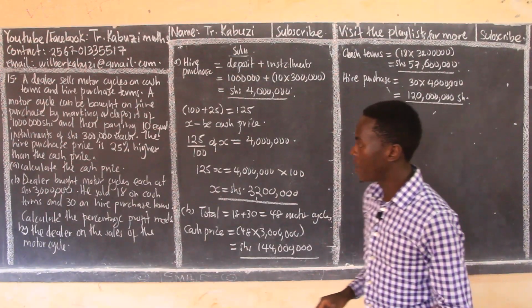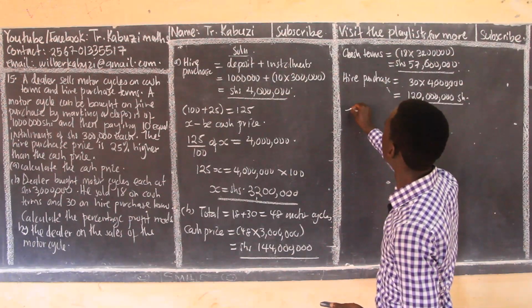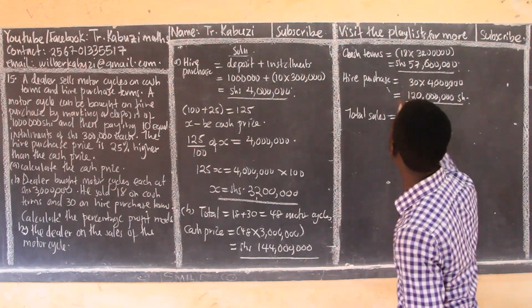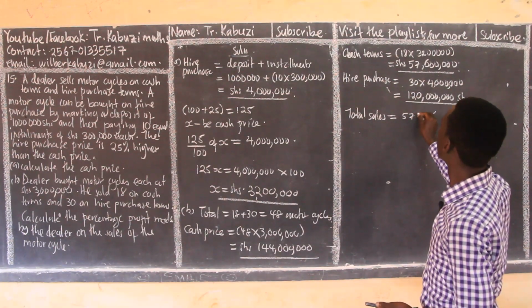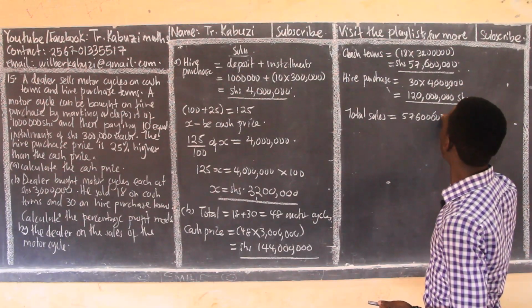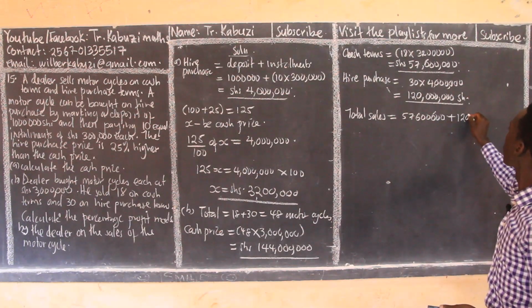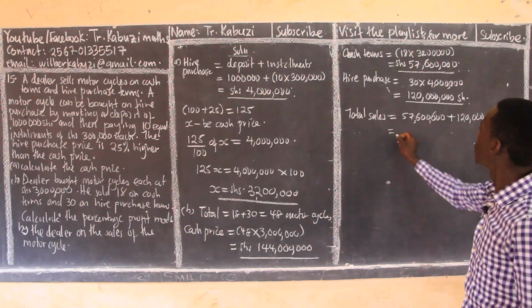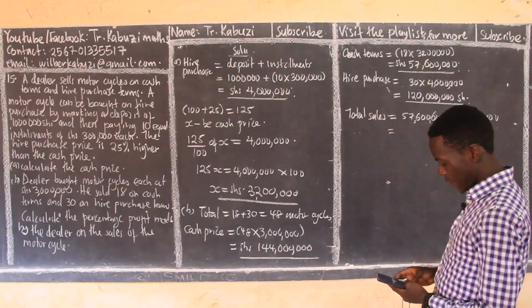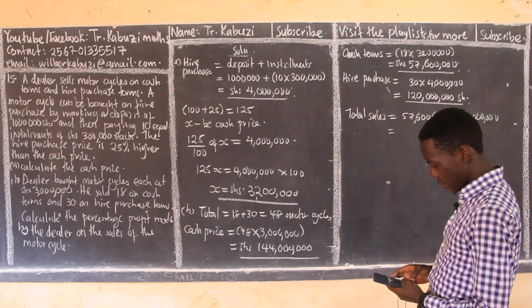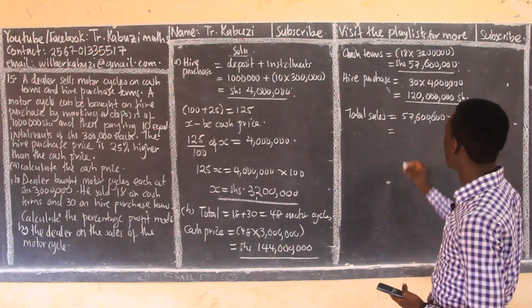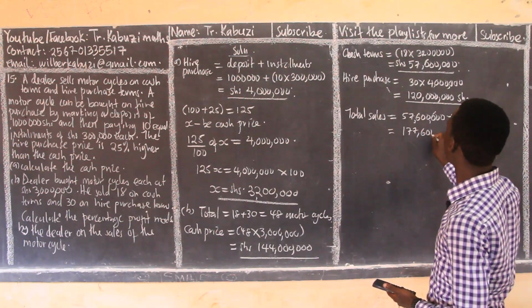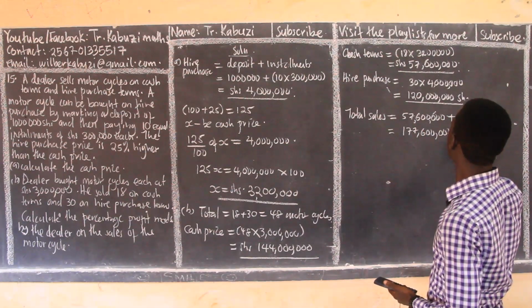Now, they want us to get the profit he made. Now we need the total sales. We shall get 57.6 plus 120 millions, and this will give us 177.6 million. So this is the total.